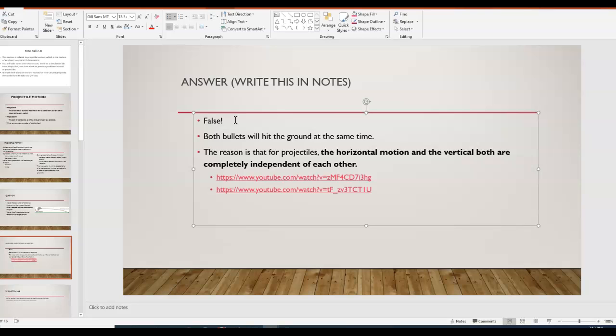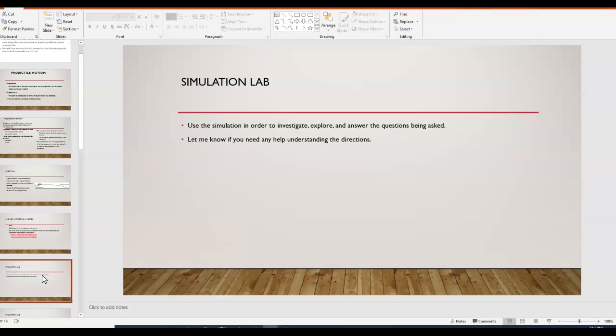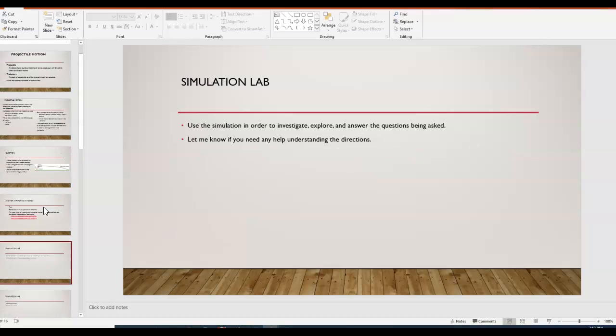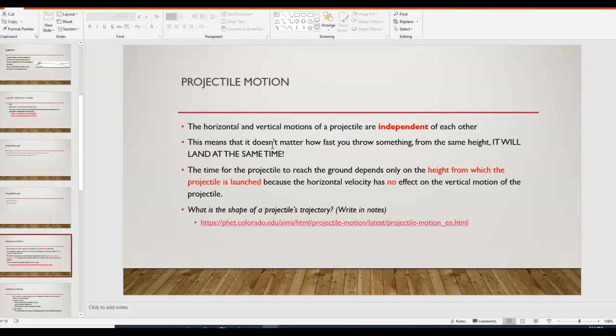Okay, so just because a bullet is shot, as long as it's shot perfectly level, perfectly horizontal, it's not going to hit the ground any faster than the bullet that's dropped. Okay, so check out those two videos. But that's basically the idea that the horizontal motion and the vertical motion are both completely independent of each other. Now, I said before you have a simulation lab. Okay, so just read and follow the directions as you complete that after you watch this video.